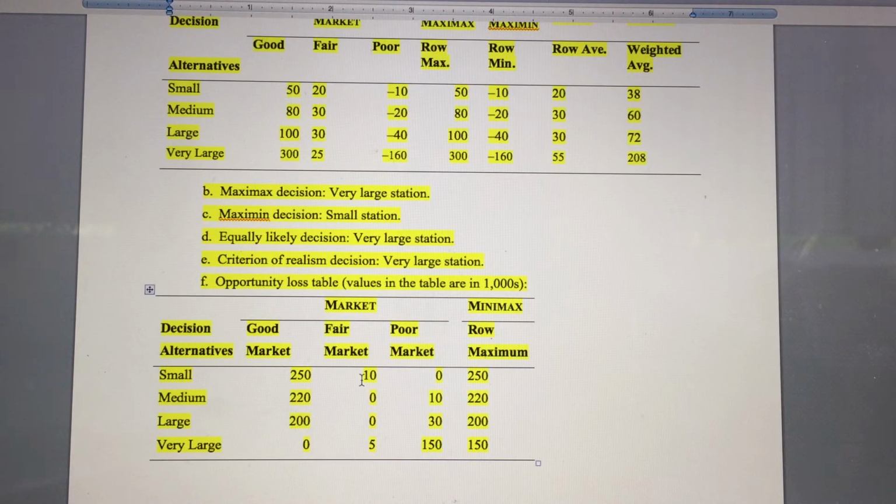The maximum in the rows now going across: 250, 10 or 0, I take the 250. 220, 0 or 10, I take the 220. The highest among the 200, 0, 30, I take the 200. The highest among the 0, 5, 150, I take the 150. And here we have the opportunity loss table in terms of thousands.